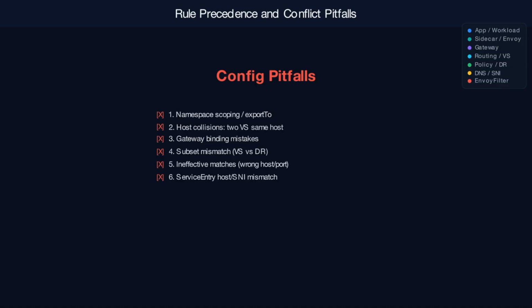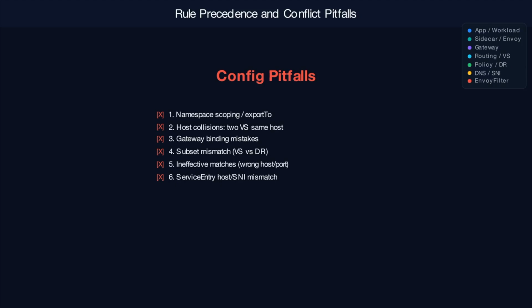Most real-world Istio issues are not Envoy bugs. They are config collisions. Here are the 6 most common pitfalls. First, namespace scoping and exportTo. Your rule may not be visible where you think it is. Second, host collisions. Two virtual services claiming the same host causes unpredictable merge behavior.